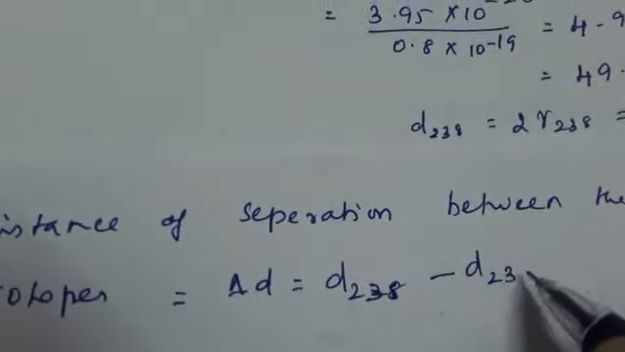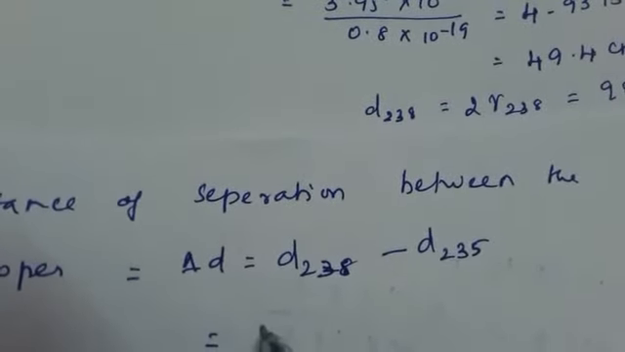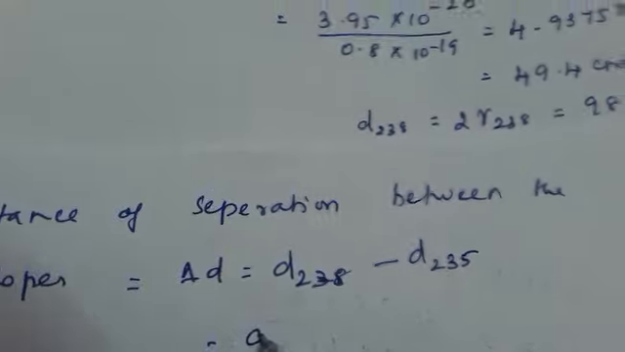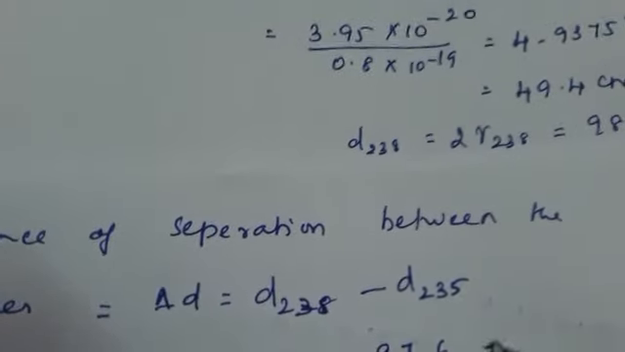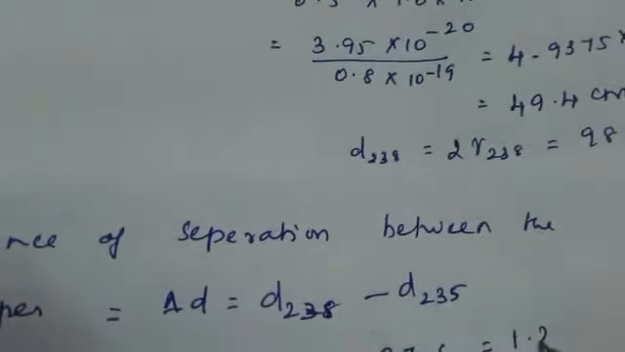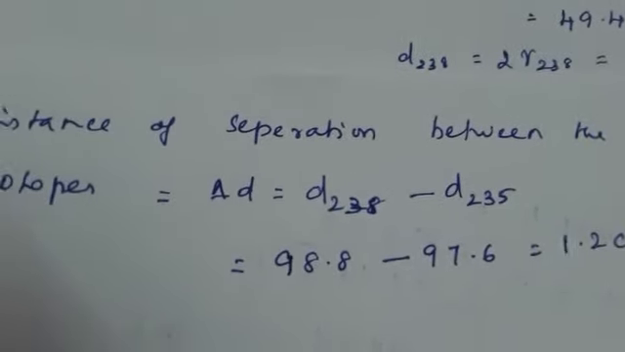That is the diameter of 238 minus the diameter of 235. What is the diameter of 238? That is 98.8 minus 97.6. So if you take the value, here it is 1.2 centimeter. This is the distance of separation between the isotopes.